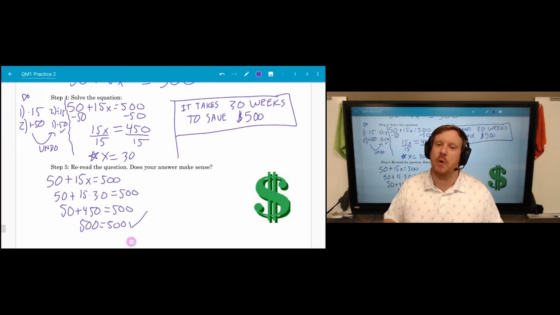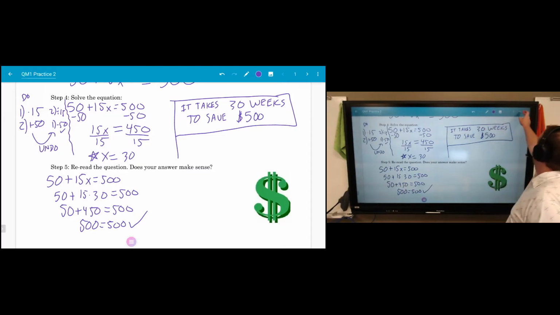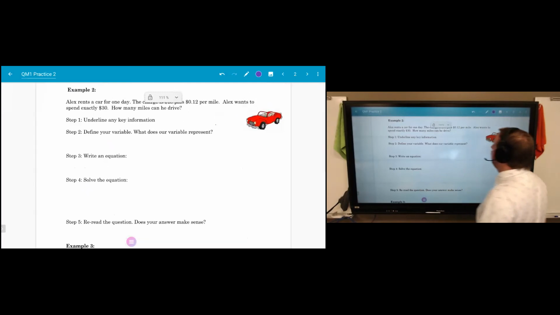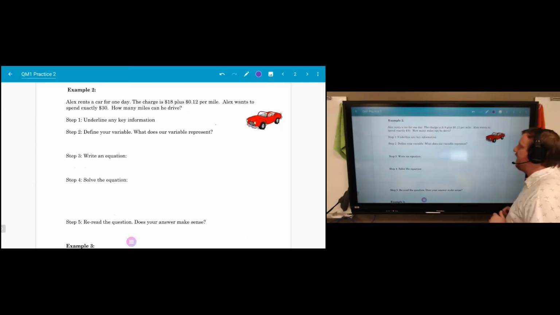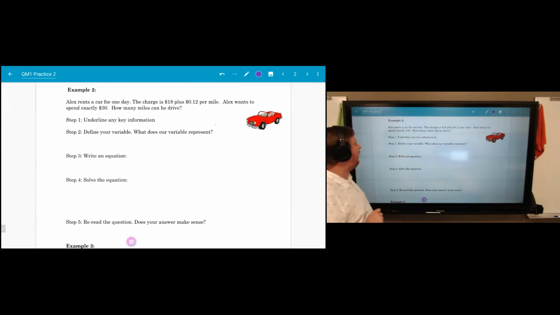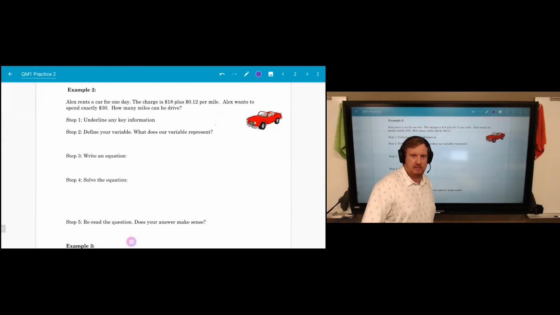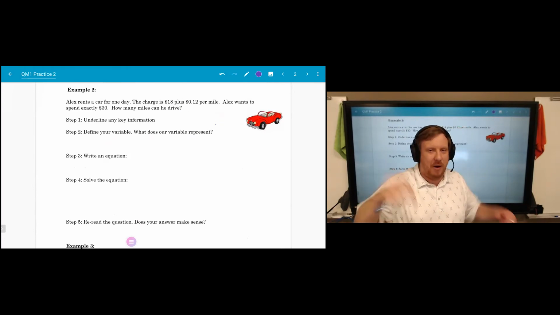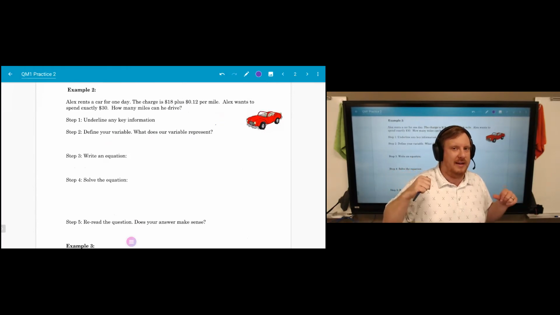Fantastic. Let's do 2 more of these. Okay. Alex rents a car for 1 day. The charge is $18 plus 12 cents per mile. Alex wants to spend exactly $30. How many miles can he drive? Pause. Hopefully you paused it and then worked on some of this here. If not, pause it now, work on it, and then come back.